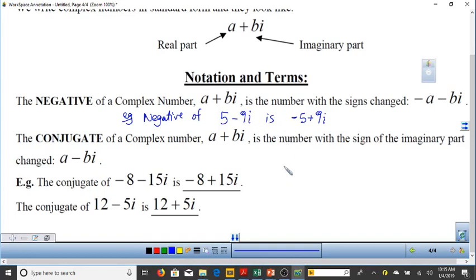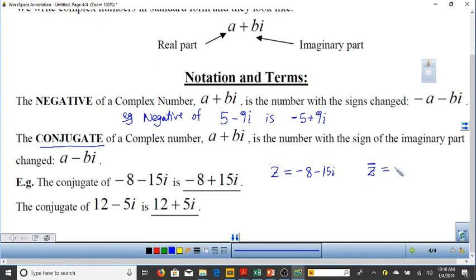That's the negative. The conjugate, on the other hand, which is a very important property of complex numbers, is simply the same complex number, but the sign in front of the imaginary part is changed. And we represent the conjugate by putting a bar above it. Let's call z the complex number, just one letter to represent the whole thing. So if z is a complex number, negative 8 minus 15i, then the conjugate is called z bar.